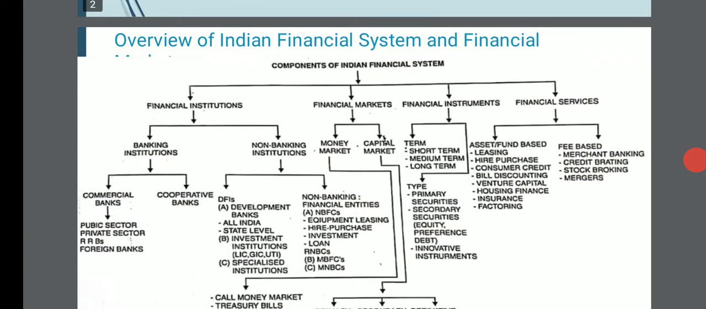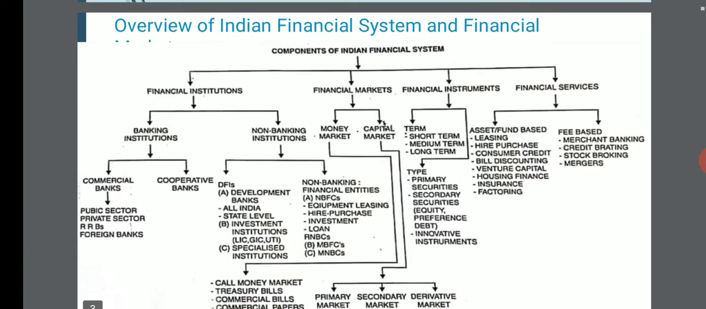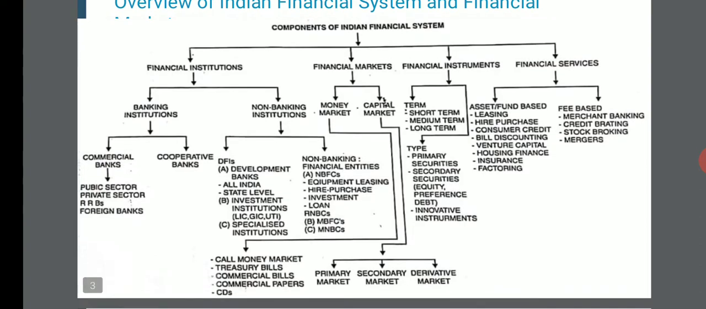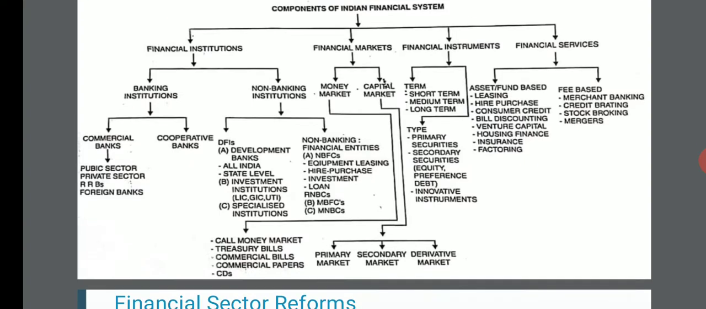Now, the overview of the Indian financial system can be easily depicted by this chart, where it says the Indian financial system consists of financial institutions, financial markets, financial instruments, and financial services. And then financial institutions: there are two types, banking institutions and non-banking institutions. In banking institutions, we have commercial banks and cooperative banks. Commercial banks can be public sector banks like Punjab National Bank, State Bank of India, private sector banks like HDFC Bank, regional rural banks, and foreign banks.